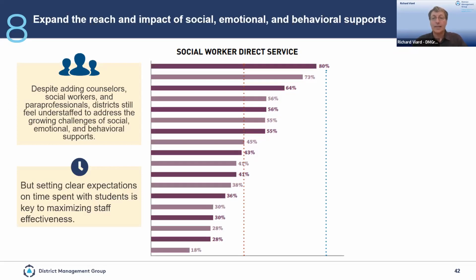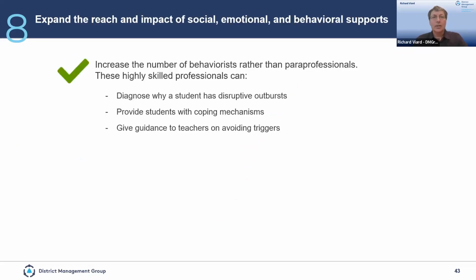And so really by analyzing how staff spend their time, you're able to identify what this person is doing 80% of their time to optimize their time compared to people who are doing 28% or 30% service. So very important, you may have enough staff, they may not be doing the things you anticipate they are doing. So increasing the number of behaviorists rather than paraprofessionals is really important. They'll be able to diagnose why a student has a disruptive outburst, provide students with coping mechanisms, and give guidance to teachers to avoid triggers, etc.